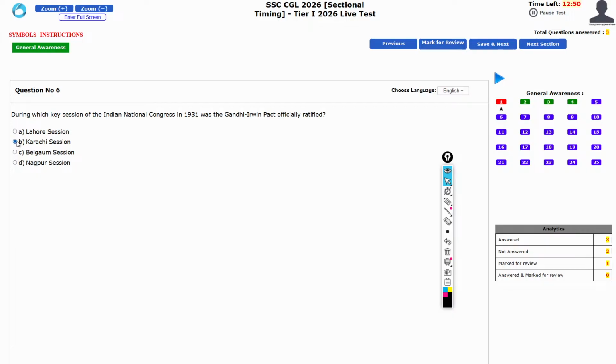During which session? I think Karachi session 1931, not Belgaum. Lahore was 29 or 30, so 31 was Karachi. Indian boxing team created history, Commonwealth Games. Yes, yes. How many medals? I don't know. I mean, five, I guess. Five or seven. Skip.